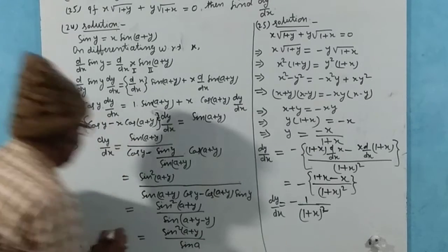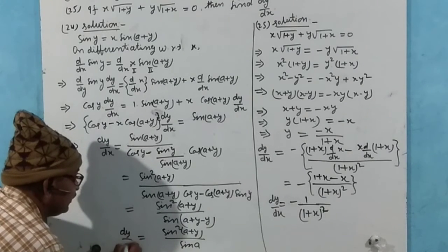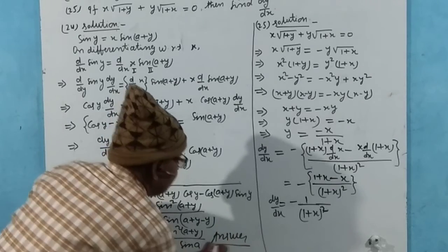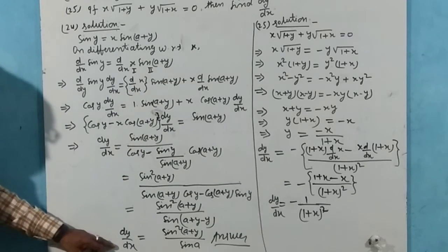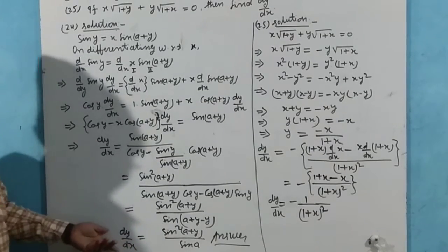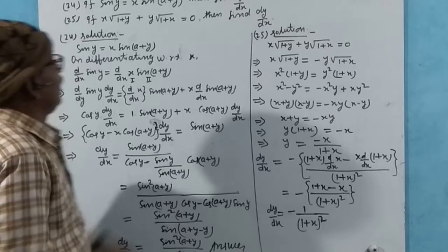This is equal to dy by dx. This is our answer here: dy by dx is equal to sin²(a+y) divided by sin a. Now question number 25 here.